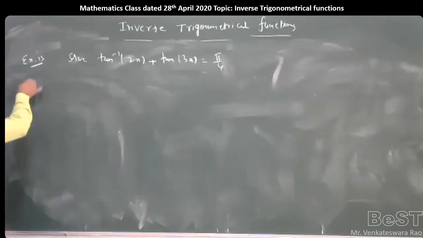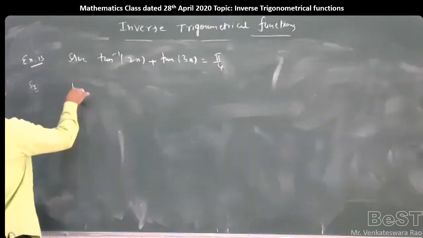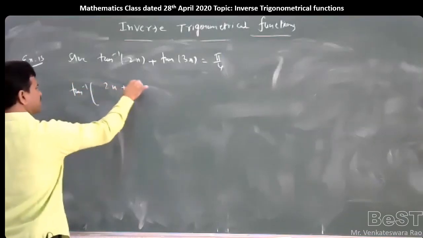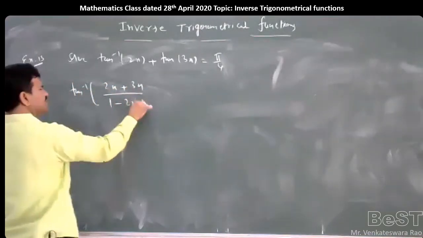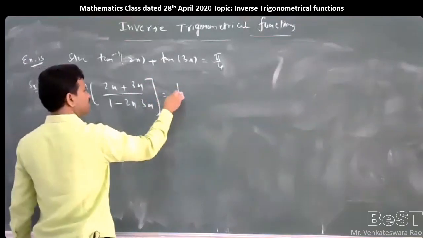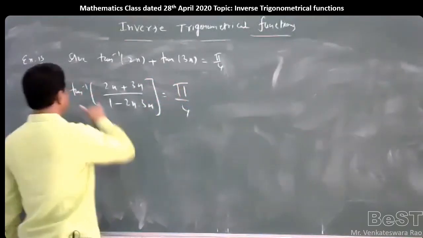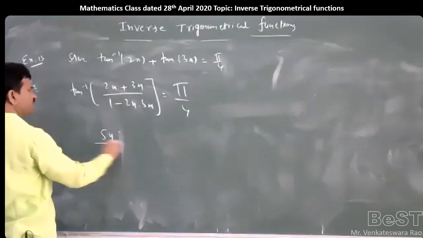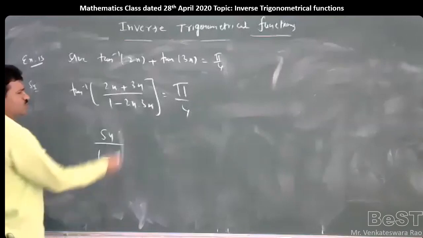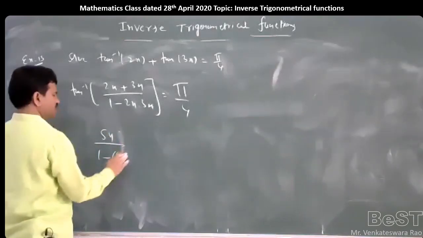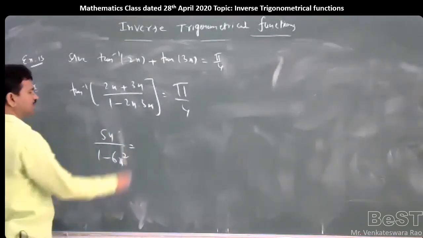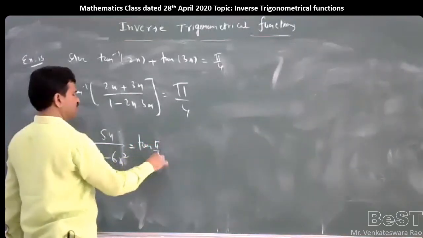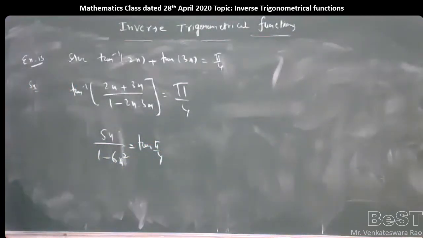Take the equation. Left hand side, very simple. Applying the formula tan inverse of x plus tan inverse of y formula, tan inverse of this is 2x plus 3x by 1 minus of 2x into 3x. This is equal to 5 by 4. Sending the tan inverse to right side, 2x plus 3x value 5x by 1 minus of 6x square. This is equal to tan pi by 4 it is. Tan pi by 4 value 1.